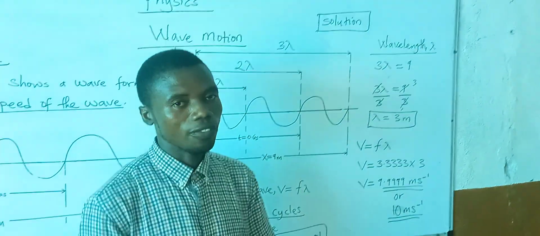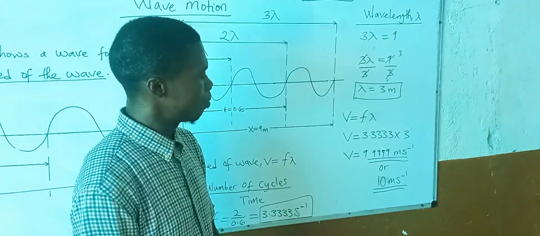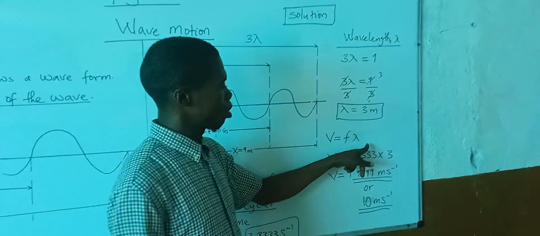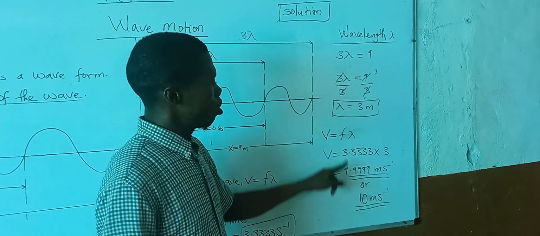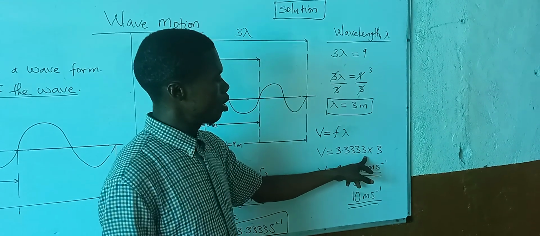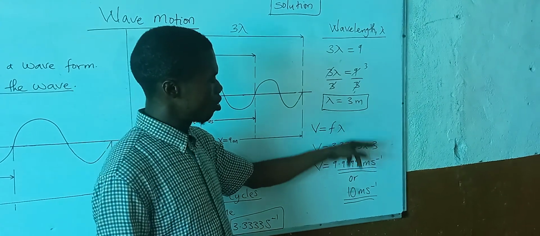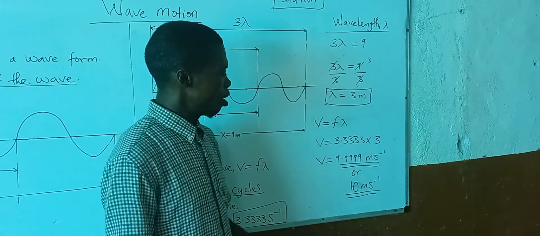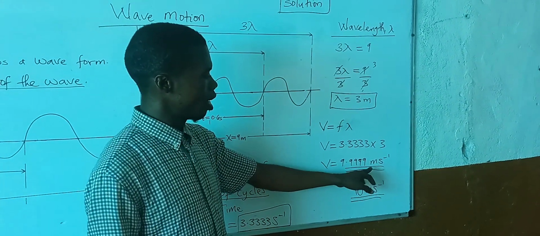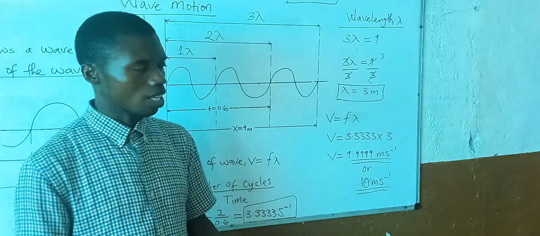From there, we can now find the speed of the wave. So the speed is equal to the frequency multiplied by the wavelength. The frequency is 3.3333, and the wavelength is 3. So if we multiply that, the speed will be 9.9999 meters per second. That is the answer.